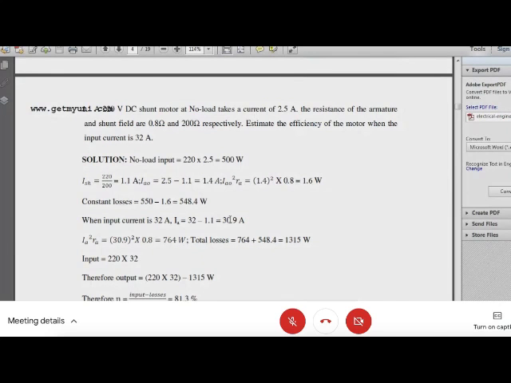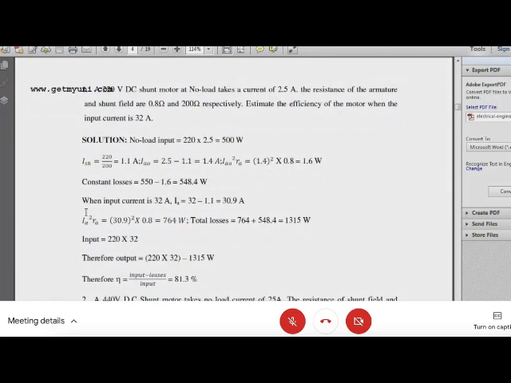Now, at a load of 30.9 amp armature current, the copper loss in the armature is Ia squared Ra, that is 30.9 squared into 0.8, 764 watt. Therefore, the total losses in this load are 764, which is the copper loss, plus 548.4, which is the constant loss, which we have determined under no load condition. Please note, in Swinburne's test, that is the assumption we make: the rotational loss or the constant loss is the same, irrespective of no load or full load. Is it clear?